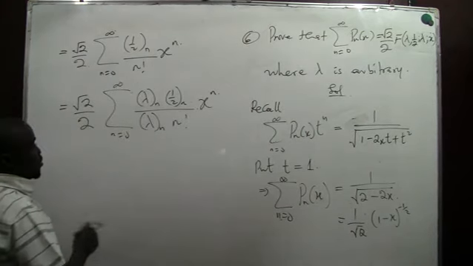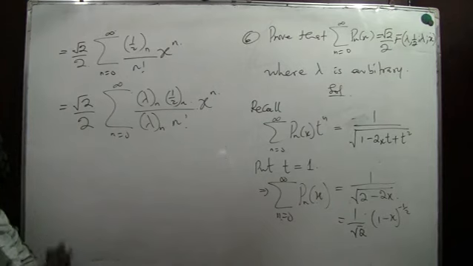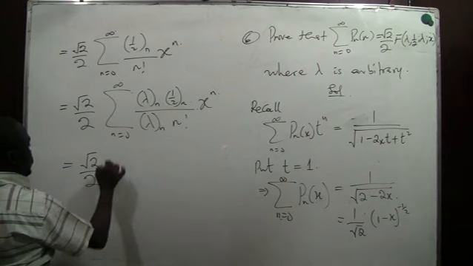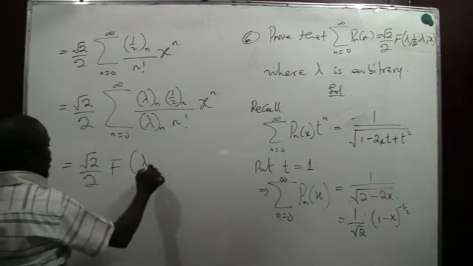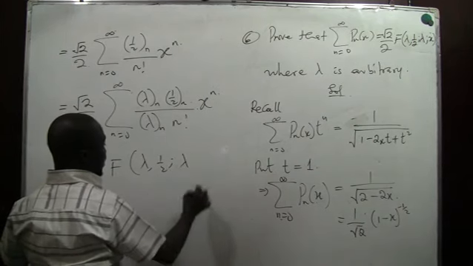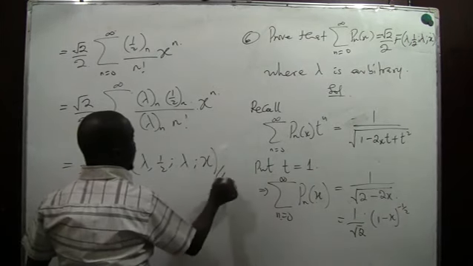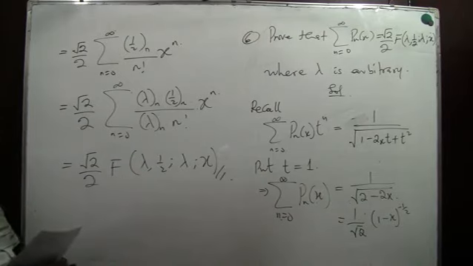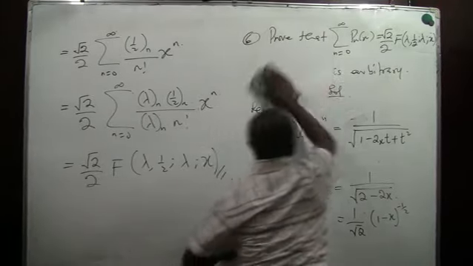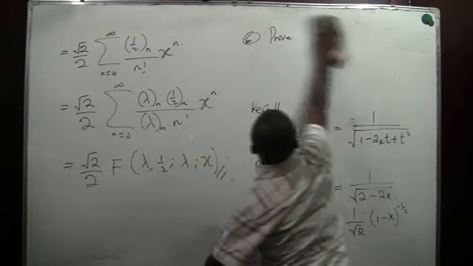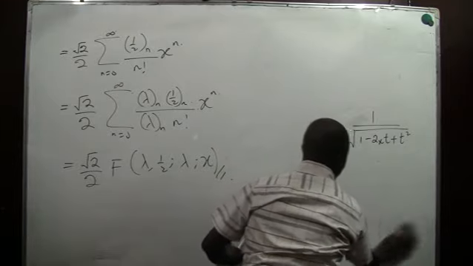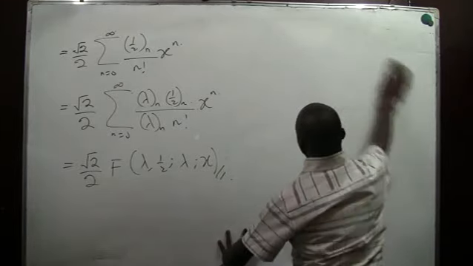This is without loss of generality. We are not losing anything out. And that can be written as root 2 divided by 2 f lambda, comma, half, semicolon, lambda, semicolon, x. And that's solved question number 6. Let's take 4 more questions. Let me make it 10 questions today.